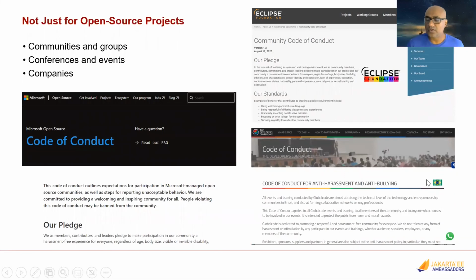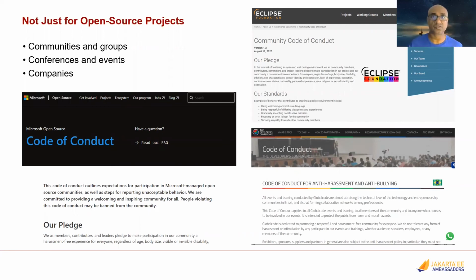I talked a lot about open source communities. If you have an open source project, hopefully it's obvious why you should have a code of conduct and how you should apply it. But believe it or not, it's not just for open source projects. There's actually a lot of applicability of codes of conduct outside of open source projects, and people do apply it in that sense. So you could apply something like the code of conduct for communities and groups. For example, if you have an informal group like a Java user group, or something like the Jakarta ambassadors, those are communities.